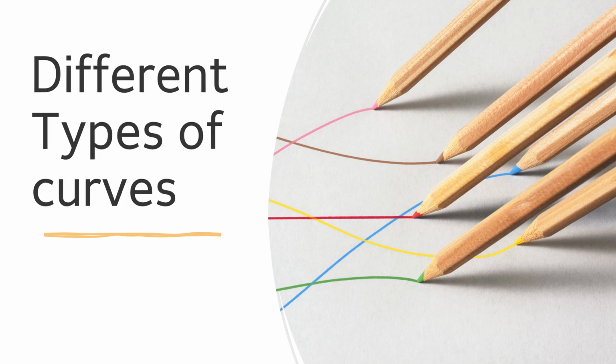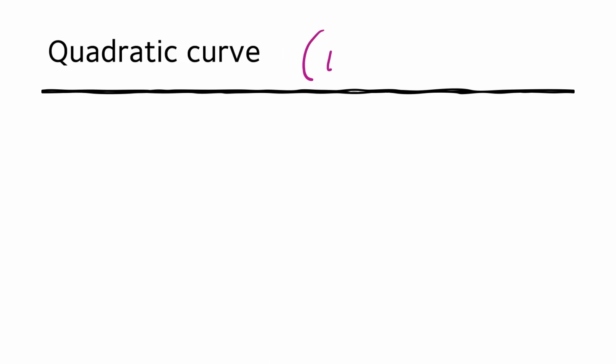Hi students, welcome back. In this video, we're going to investigate different types of curves. Alright, let's start off by visiting the all-time favorite curve. Can you remember what it is? Yes, it is none other than the quadratic curve. Right, and the general form is y equals ax squared plus bx plus c.